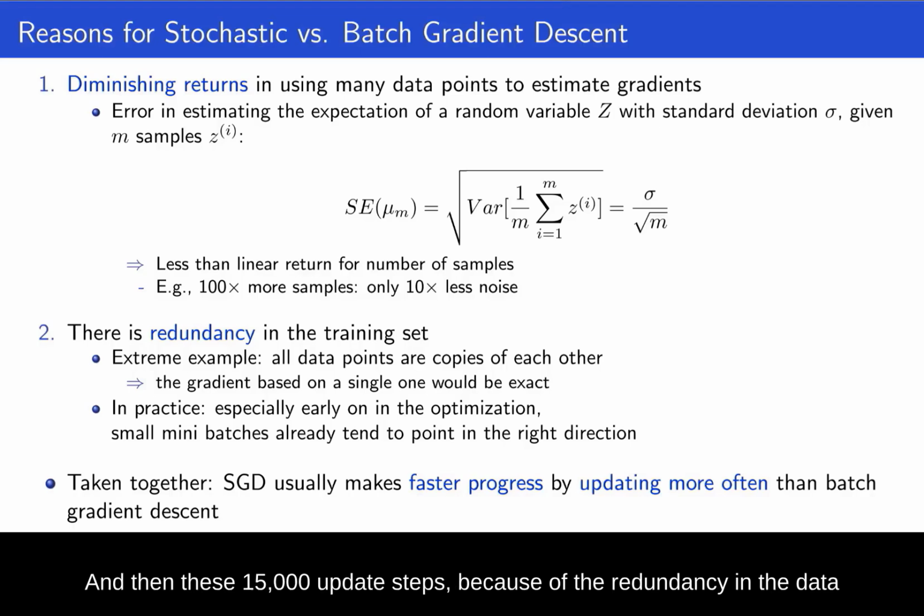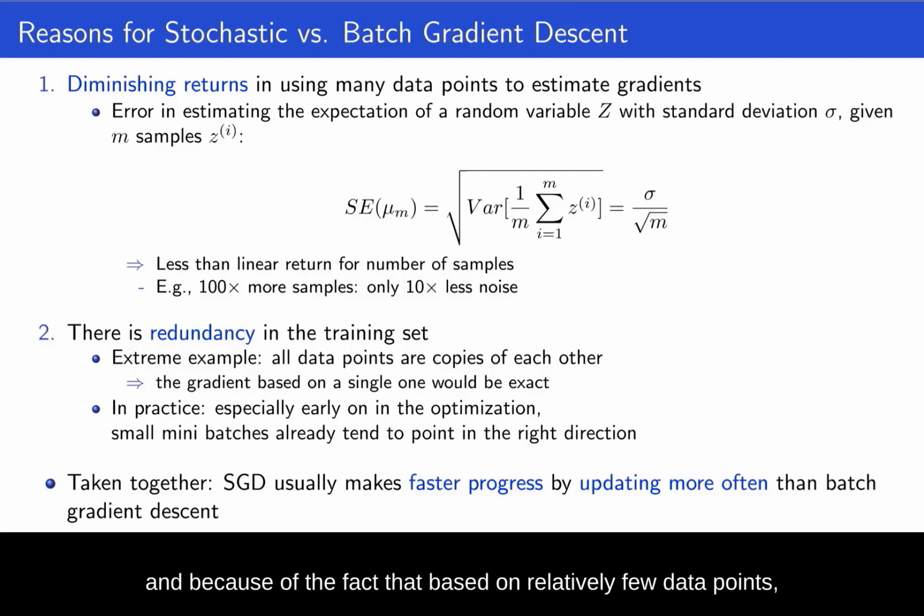And in these 15,000 update steps, because of the redundancy in the data, and because based on relatively few data points in the beginning you already go in the right direction, you have already made massive progress in the time it took to do a single step of gradient descent. So that's why stochastic gradient descent is actually a very good idea for a large data set.